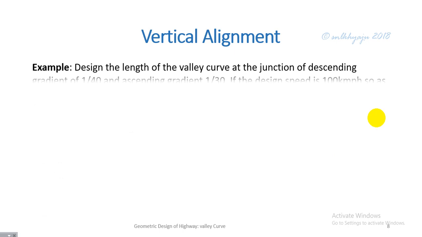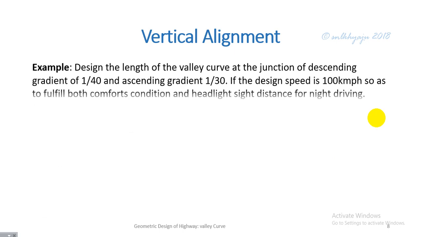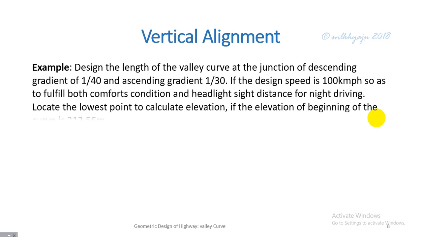Now an example. Design the length of valley curve at the junction of a descending gradient of 1 by 40 and an ascending gradient of 1 by 30, if the design speed is 100 km per hour, so as to fulfill both the comfort condition and the headlight sight distance for night visibility. Locate the lowest point and calculate elevations.